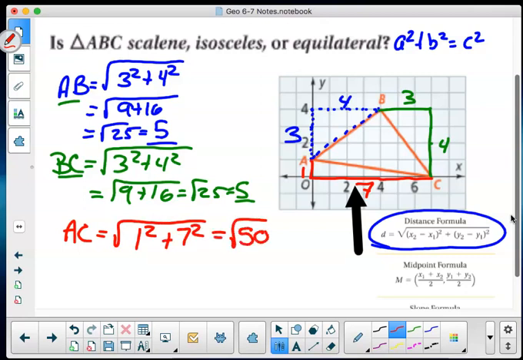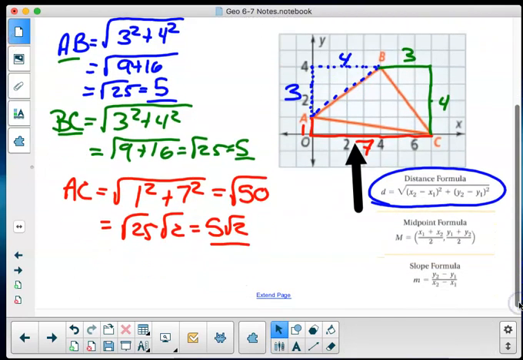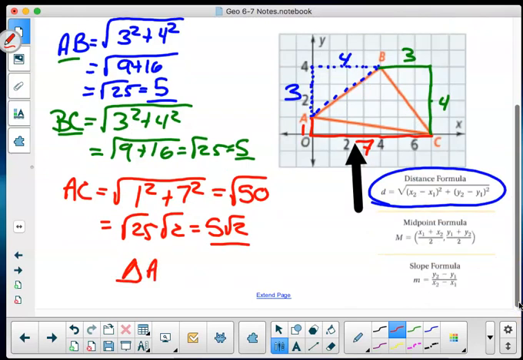Okay. I can pop that in the calculator or recognize that I can write it this way: 25 times the square root of 2, which is 5 the square root of 2, as an exact answer. It's a little bit bigger than 5, but it is not exactly 5. So my triangle is isosceles. So I have an isosceles triangle. So triangle ABC is isosceles.